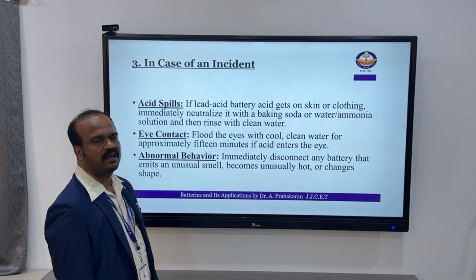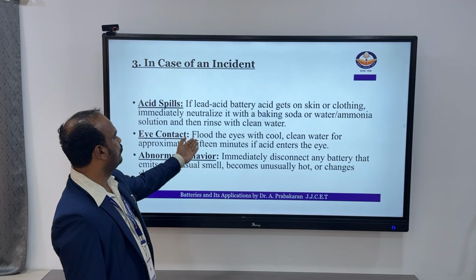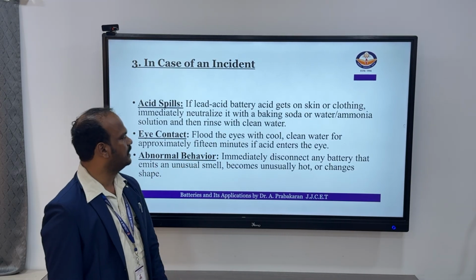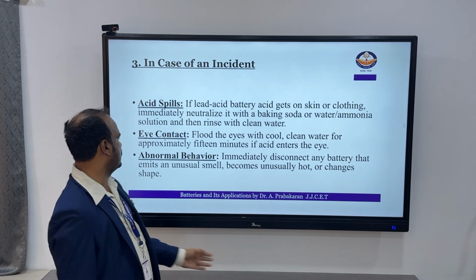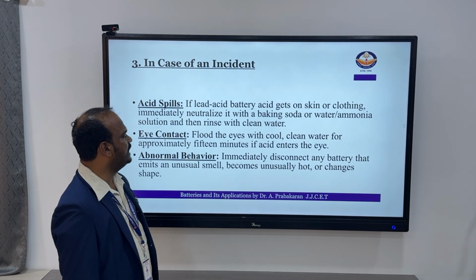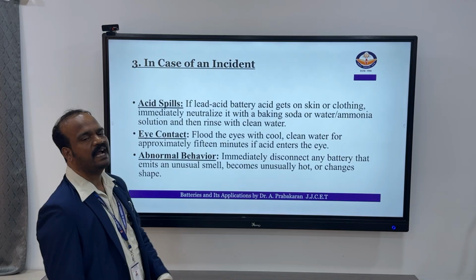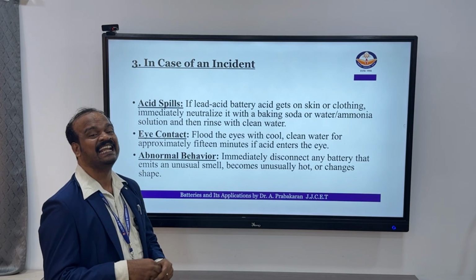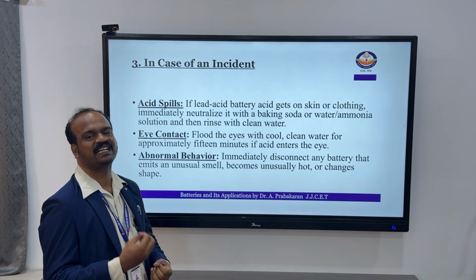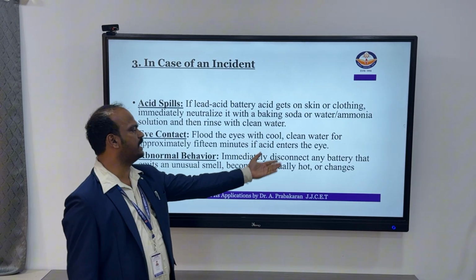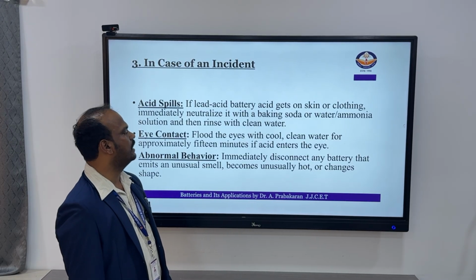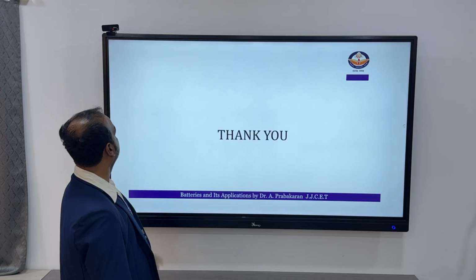And eye contact: you should not directly contact the battery. Flood the eyes with cool, clean water for approximately 15 minutes. If acid enters the eyes, or there is abnormal behavior, immediately disconnect the battery. If the battery shows anything abnormal, such as unwanted size enlargement or unwanted sound, immediately disconnect any battery that emits an unusual smell or becomes unusually hot.